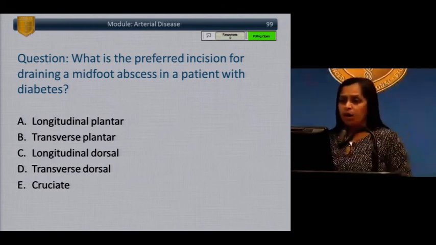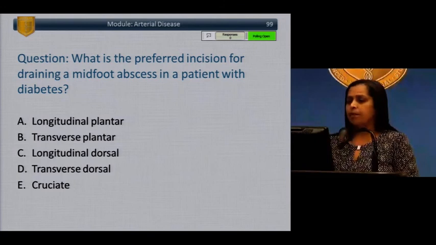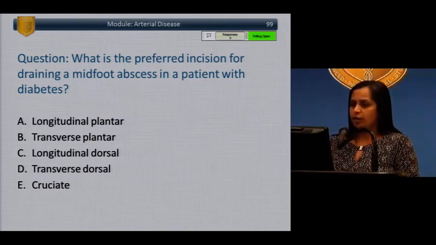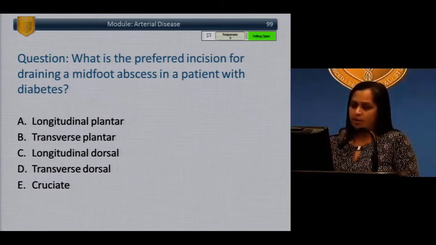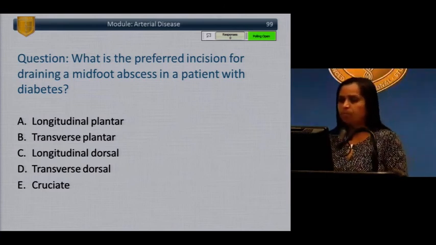So we'll just end with talking a little bit about diabetic foot problems. We'll start with a question. What is the preferred incision for draining a midfoot abscess in a patient with diabetes? A, longitudinal plantar, B, transverse plantar, C, longitudinal dorsal, D, transverse dorsal, E, cruciate.